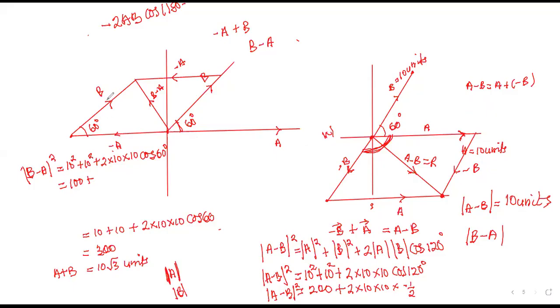Because I'm interested in the angle between minus A and B, and that's the question. The question is actually B minus A, okay? And this is the angle between the two vectors. So plus 2AB times the cosine of it. 100 plus 100 plus 200 times half. And that is 200 times half, this is 100. So you must get 10 root 3 units. 10 root 3 units.